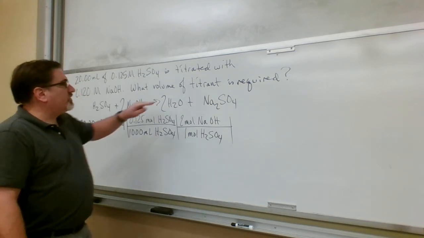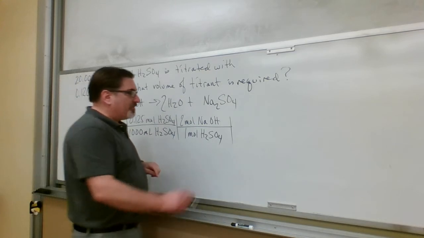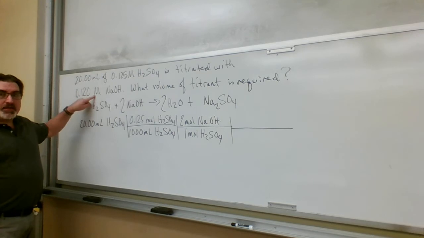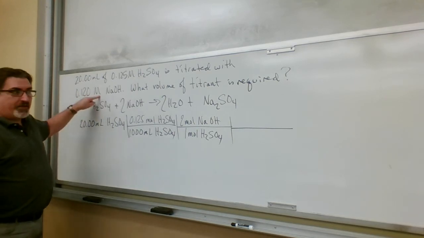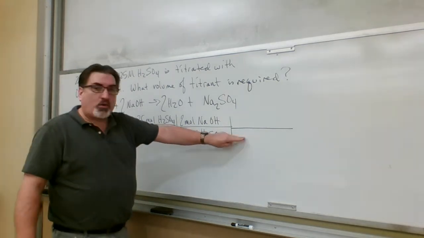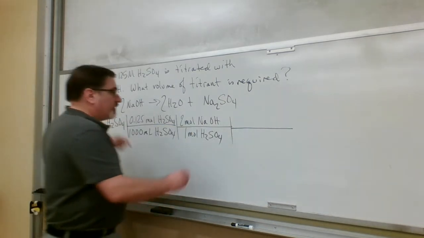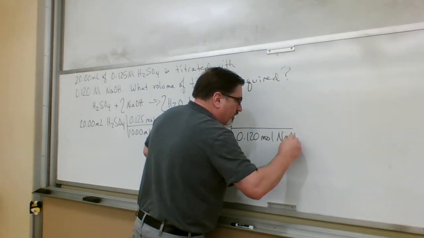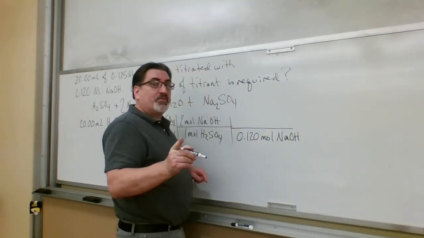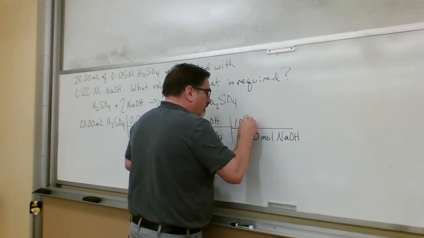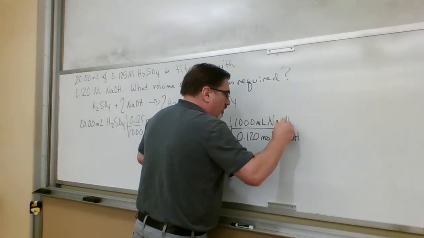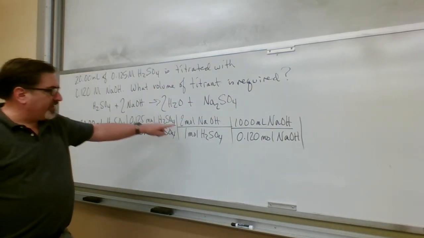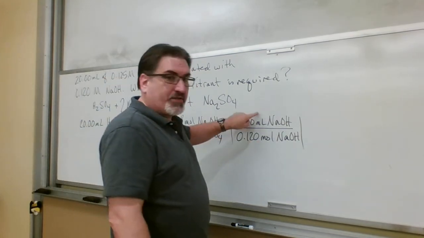Now this time we're converting to a volume of titrant. So the next step is an additional conversion factor. We're going to use the molarity, remember it's moles per liter, 0.120 moles per liter of NaOH as our next conversion factor. We want moles of NaOH in the denominator. So it's 0.120 moles of NaOH for every liter. Remember that's 1,000 milliliters. And if we look at our problem, the milliliters of H2SO4 cancel, the moles of H2SO4 cancel, the moles of NaOH cancel. We're left with just the volume of NaOH.